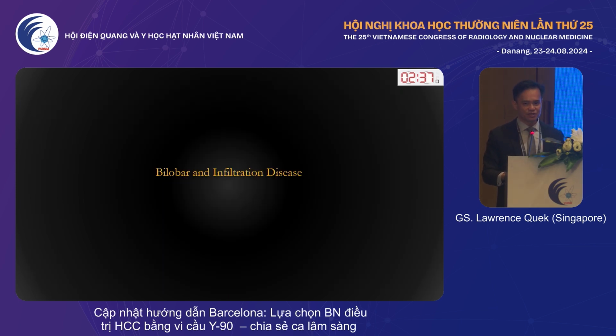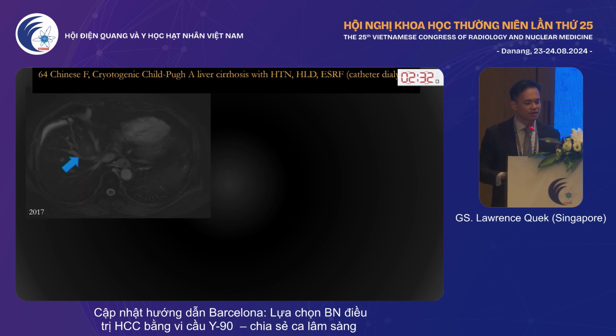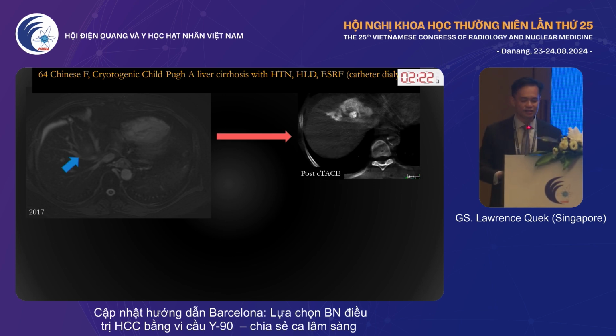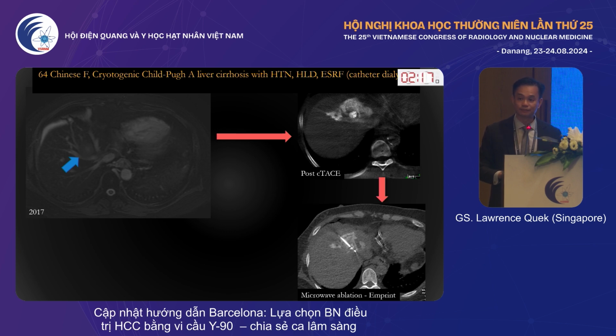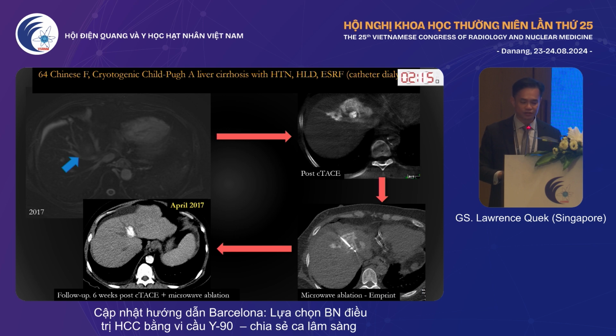Okay, so this is where we're looking at in terms of the later stages. So we have patients that have bilobar and infiltrative disease, all right? And what do we do? So here's just a quick history. Here's a 64-year-old Chinese female, with liver cirrhosis. And we've got the faint T2 hyperintensity over there. And this is where we did a combined TACE and ablation. All right, and we've gotten good margins, so that's fine.